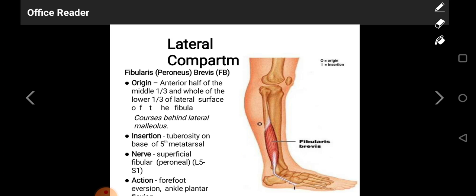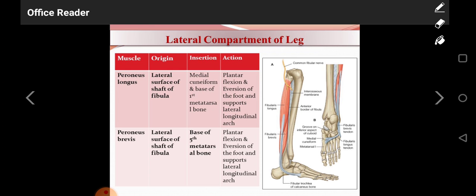Then peroneus brevis. It arises from the anterior half of the middle one-third and the whole of the lower one-third of the lateral surface of the fibula, and it courses behind the lateral malleolus. Insertion is on the tuberosity of the fifth metatarsal. Nerve supply is by the superficial peroneal nerve. Action is eversion and plantar flexion of the foot.